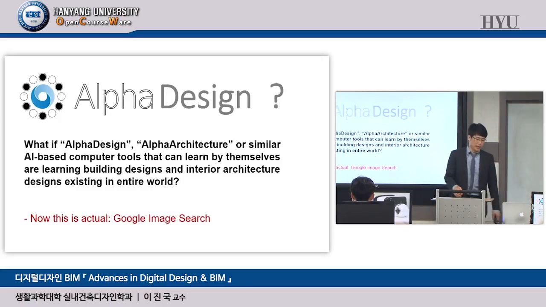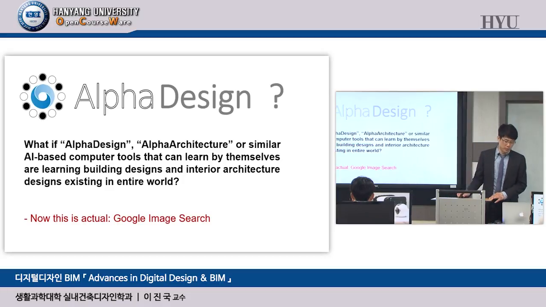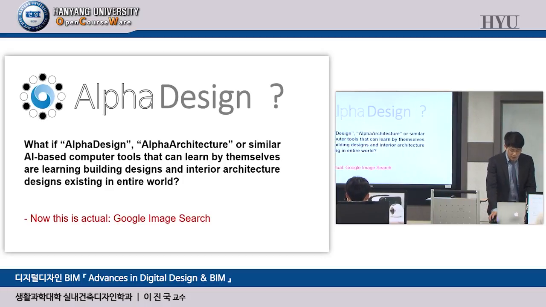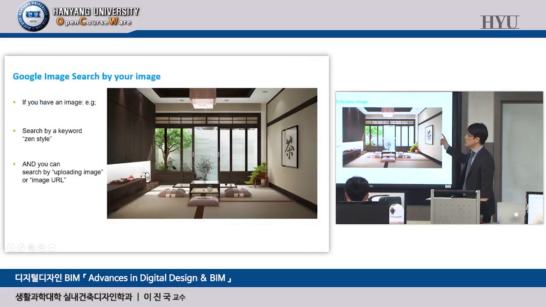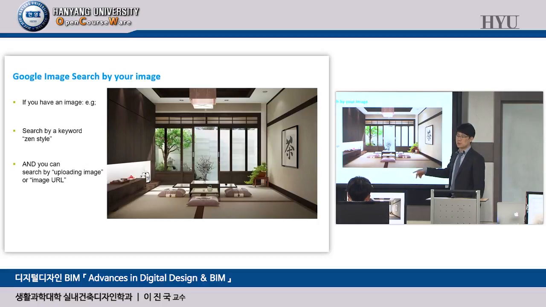So that's why I want to tackle this issue, Google image search, okay? It is actual. In Google, let's take a look at this example. I downloaded this image from Google image search when I searched some Zen style interior, okay? So take a look.